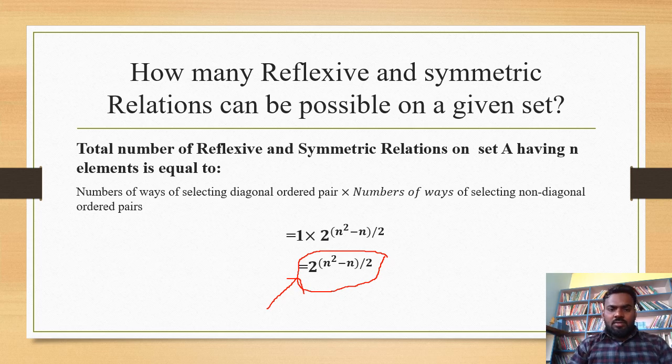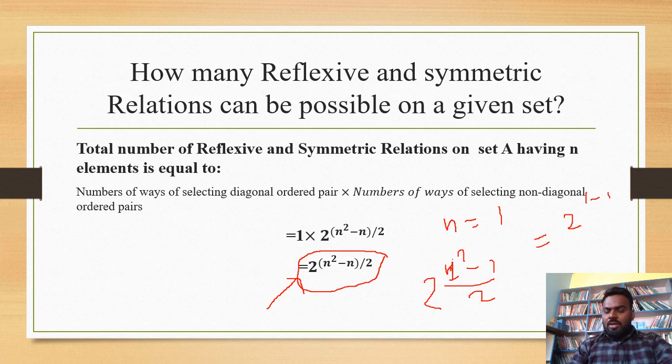So if you put in a value of n, you will get the answer of how many are possible. Let's put n equals 1. Let's quickly find out. Put 1 square minus 1, divided by 2. You already know 1 square is 1, minus 1, and then divided by 2. So here you get 2 power 0, and 2 power 0 is 1.